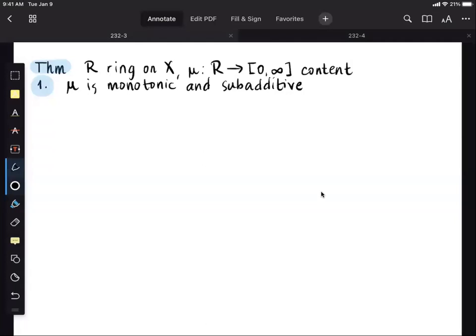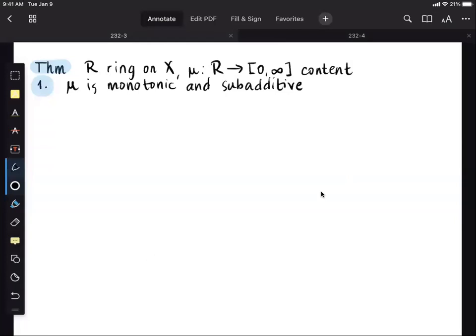Welcome to the third series of lectures on Math 232, Real Analysis. So in this lecture, we will discuss properties of contents and premeasures. So to start, we consider the following theorem.